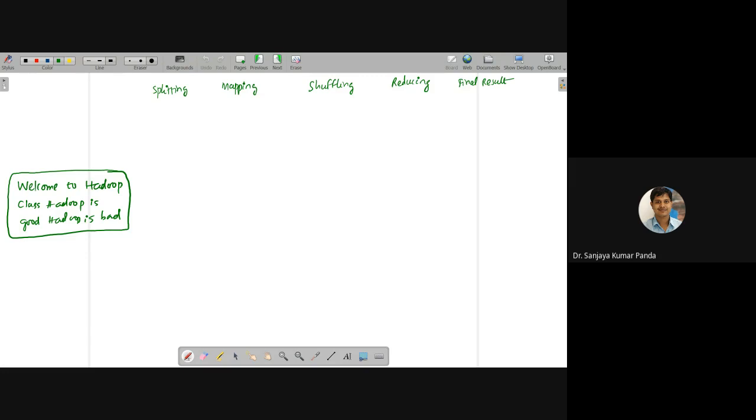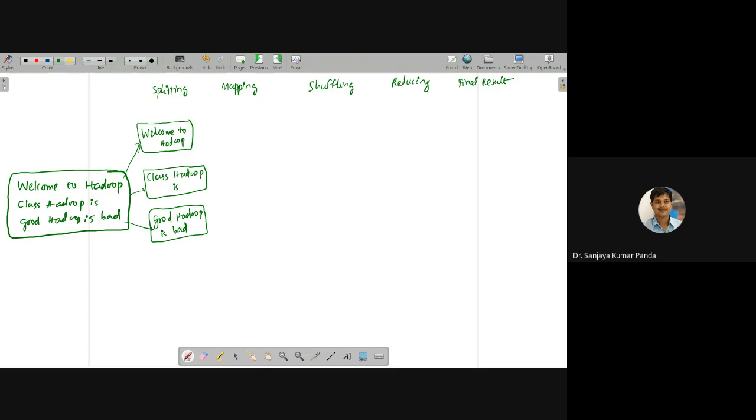Okay, the first part you have to take is welcome to Hadoop, right? So one part you write welcome to Hadoop. This is your first part. Okay. The second part you take is class Hadoop is. That is your second part. The third part is, let's say, good Hadoop is bad. Right? Just randomly I'm taking. Okay, you can split in different ways also. Now it is split into three parts.